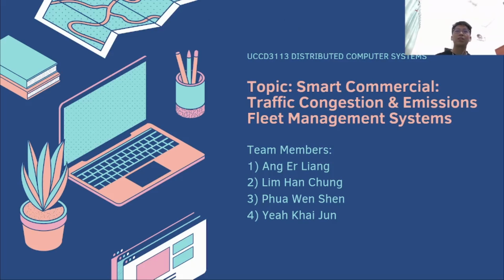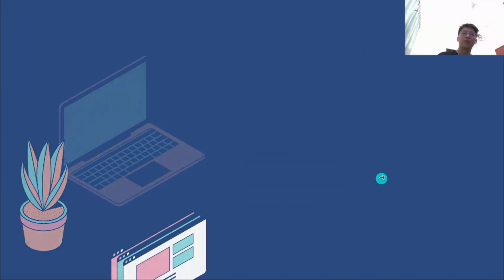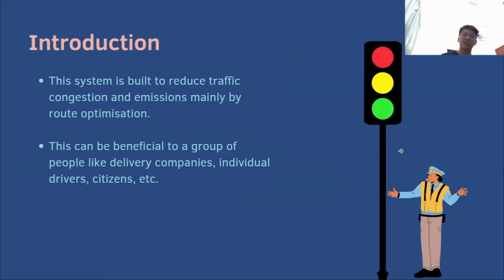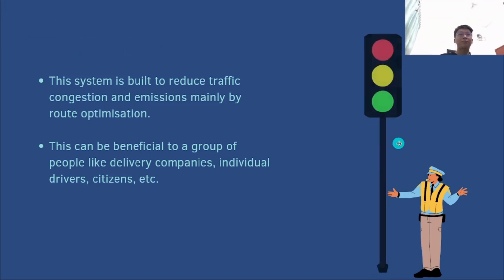Our topic is going to be Smart Commercial, Traffic Congestion and Emission Fleet Management System. Our team consists of An Liang, Ling Pam Chong, Ming Wenxuan, and Yak Kai Jin. Firstly, it's going to be the introduction to our system. This system is built to reduce traffic congestion and emission, mainly by using route optimization. This can be beneficial to a group of people like delivery companies, individual drivers, citizens, and etc.